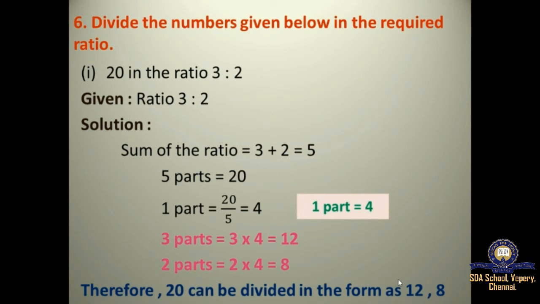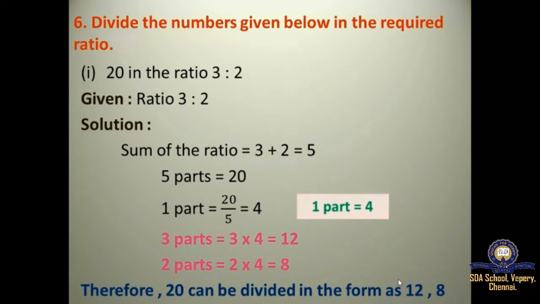Now what is given in the question? The ratio 3 is to 2 is the ratio for this question. So for 3 parts, you are going to multiply 3 with 4 and the answer is 12, and for 2 parts you will be multiplying 2 with 4 and the answer is 8. So therefore 20 can be divided in the form as 12 and 8.